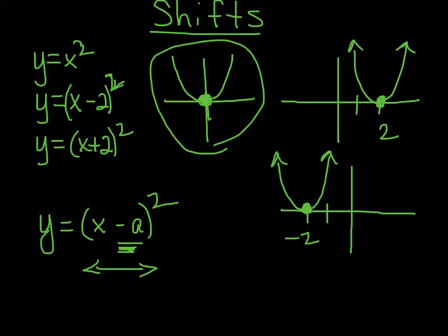So for example, again, if you look at this second equation right here, that was a minus 2 inside the parentheses, so you actually shift to the right 2. And then if you look at the third one, the same principle: x plus 2, that's a plus 2 inside the parentheses, so you actually shift to the left 2. Okay, so whenever there's a number inside the parentheses, you shift horizontally, but in the opposite direction of the sign. All right? Okay, so now let's look at something very similar.